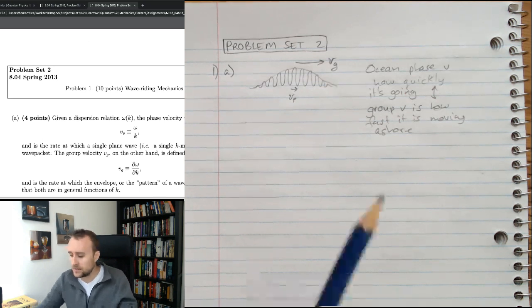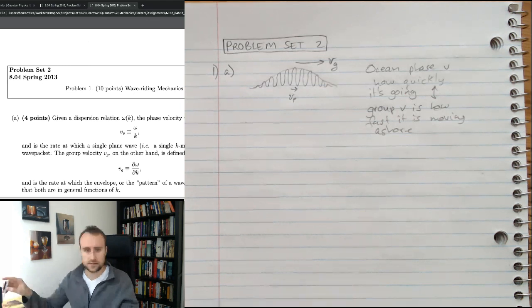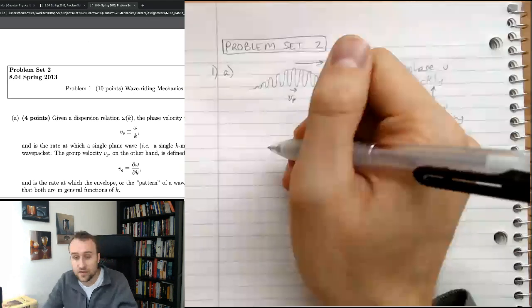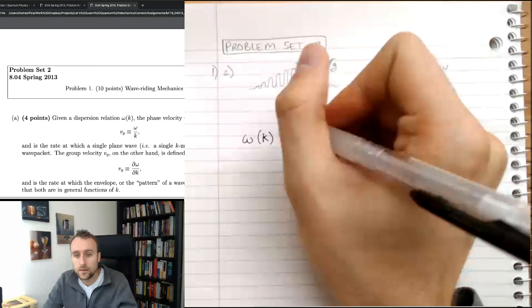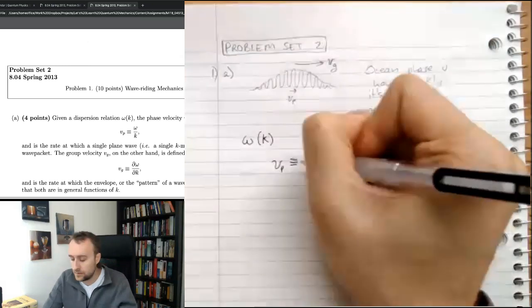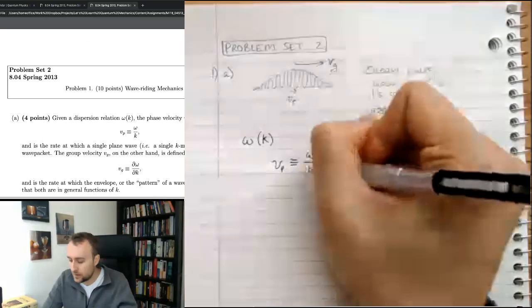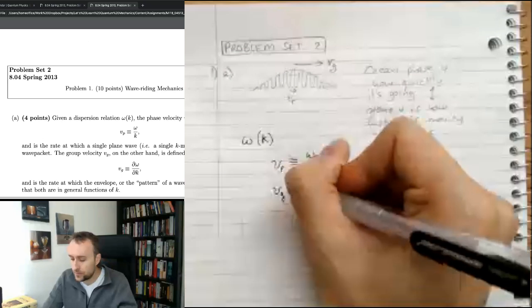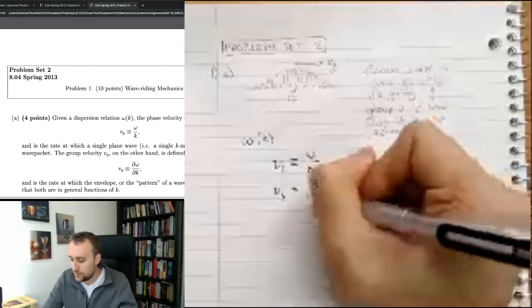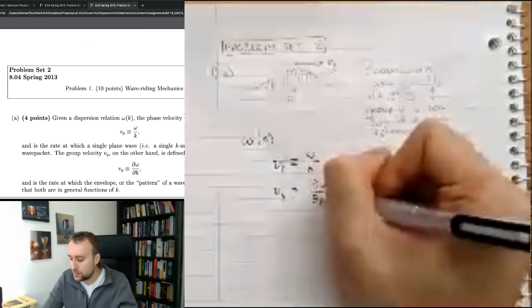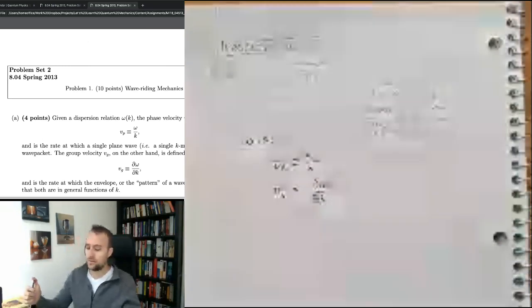So I missed here. I'm going to write this down because this is very clearly 8.03 stuff. So we have the phase velocity defined as omega over k, and the group velocity defined as the derivative with respect to k of omega.